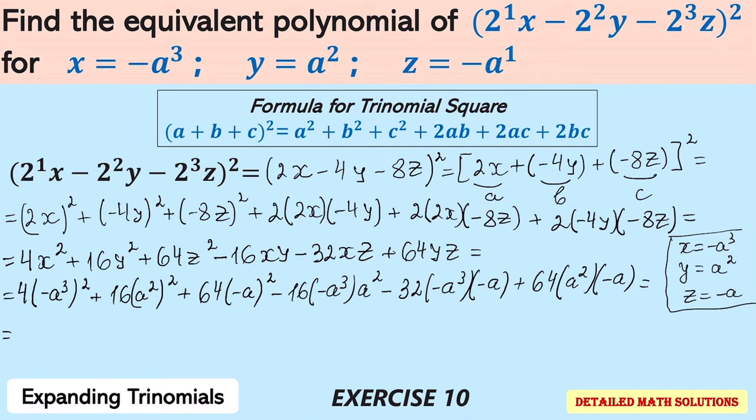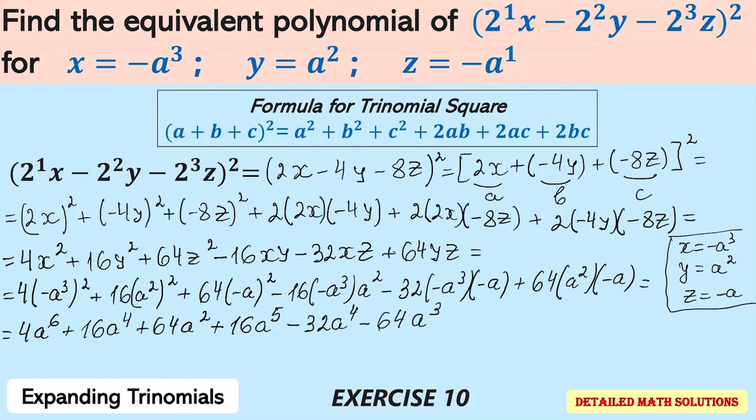When I simplify further, I get 4a to the power of 6 plus 16a to the power of 4 plus 64a squared plus 16a to the power of 5 minus 32a to the power of 4 minus 64a to the power of 3.